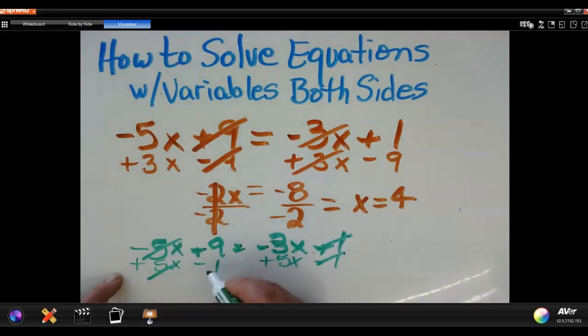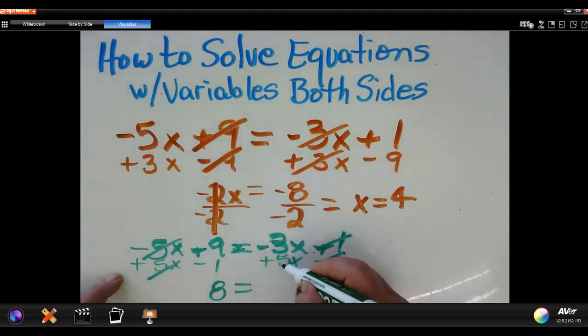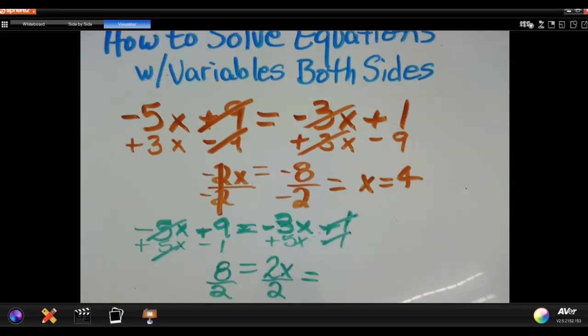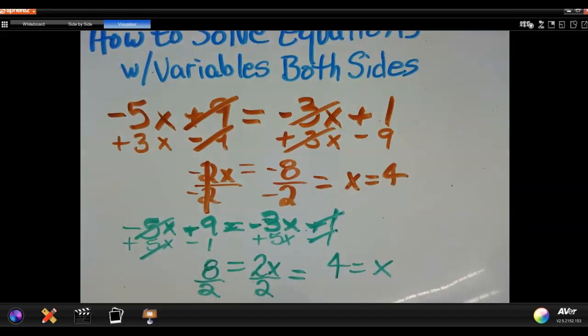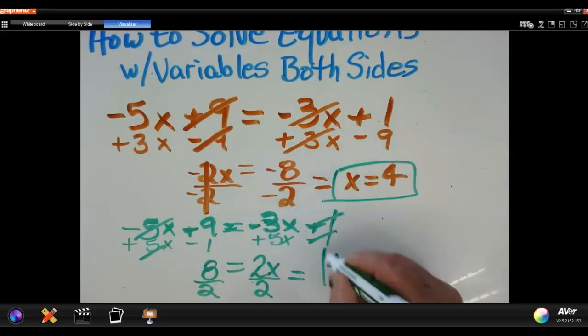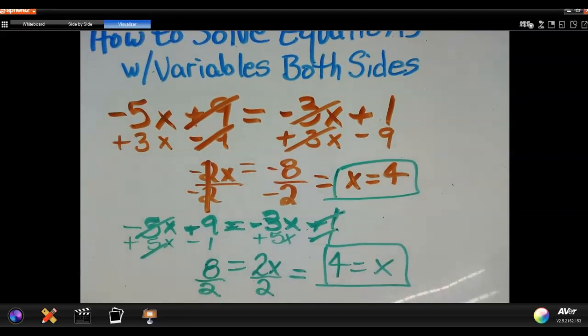So 9 minus 1 is 8. And negative 3 plus 5 is positive 2x. Divide both sides by 2. And you see, I do end up with the same answer. X equals 4. So that is how you solve equations with variables on both sides.